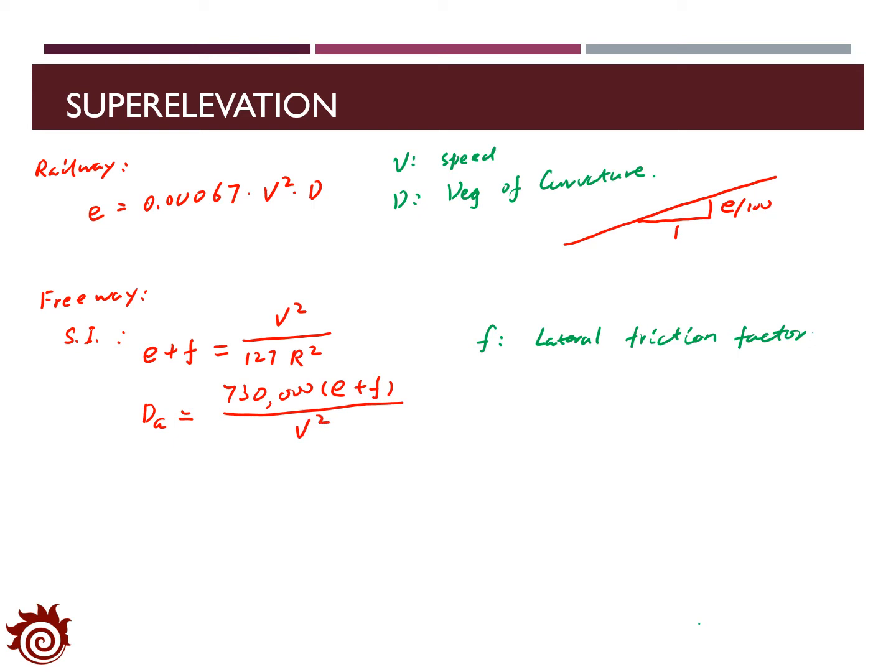If we are using the imperial system, then we have E plus F equal to V squared divided by 15R, and D_a equal to 85,660 times E plus F divided by V squared. So that's the way for us to define the super elevation for the railway and the freeways.